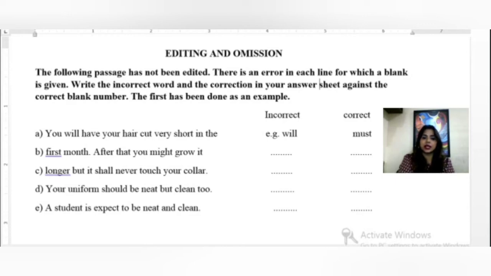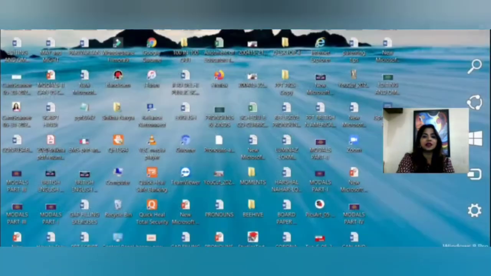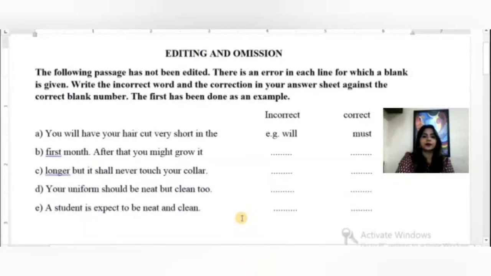You will have your hair cut very short in the first month. As you can see in this sentence, the incorrect word is will and the correct word is must. Both are modal auxiliaries. Will shows determination of doing something, or some action which is going to happen in future. Must is the modal auxiliary which expresses strong obligation. Now in this particular passage we have understood that someone is speaking to someone.